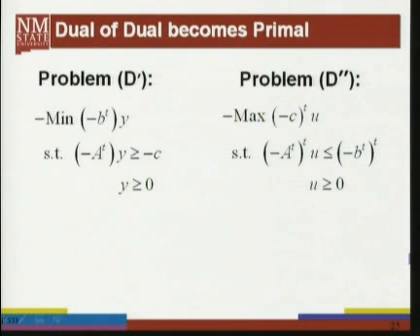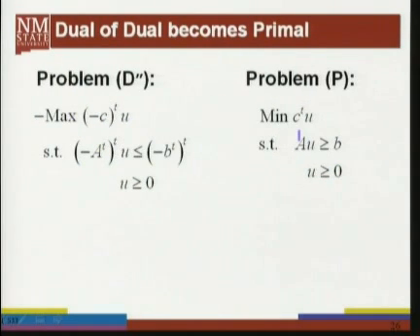And the dual of problem D prime is problem D double prime. The objective coefficients of the primal serve as the right-hand side of the dual problem. Likewise, the right-hand side of the primal problem serves as the objective coefficients of the dual problem, right? And problem D double prime is equivalent to problem P, because again, maximizing the negative of a function gives the same solution as minimizing the function, except for sign.